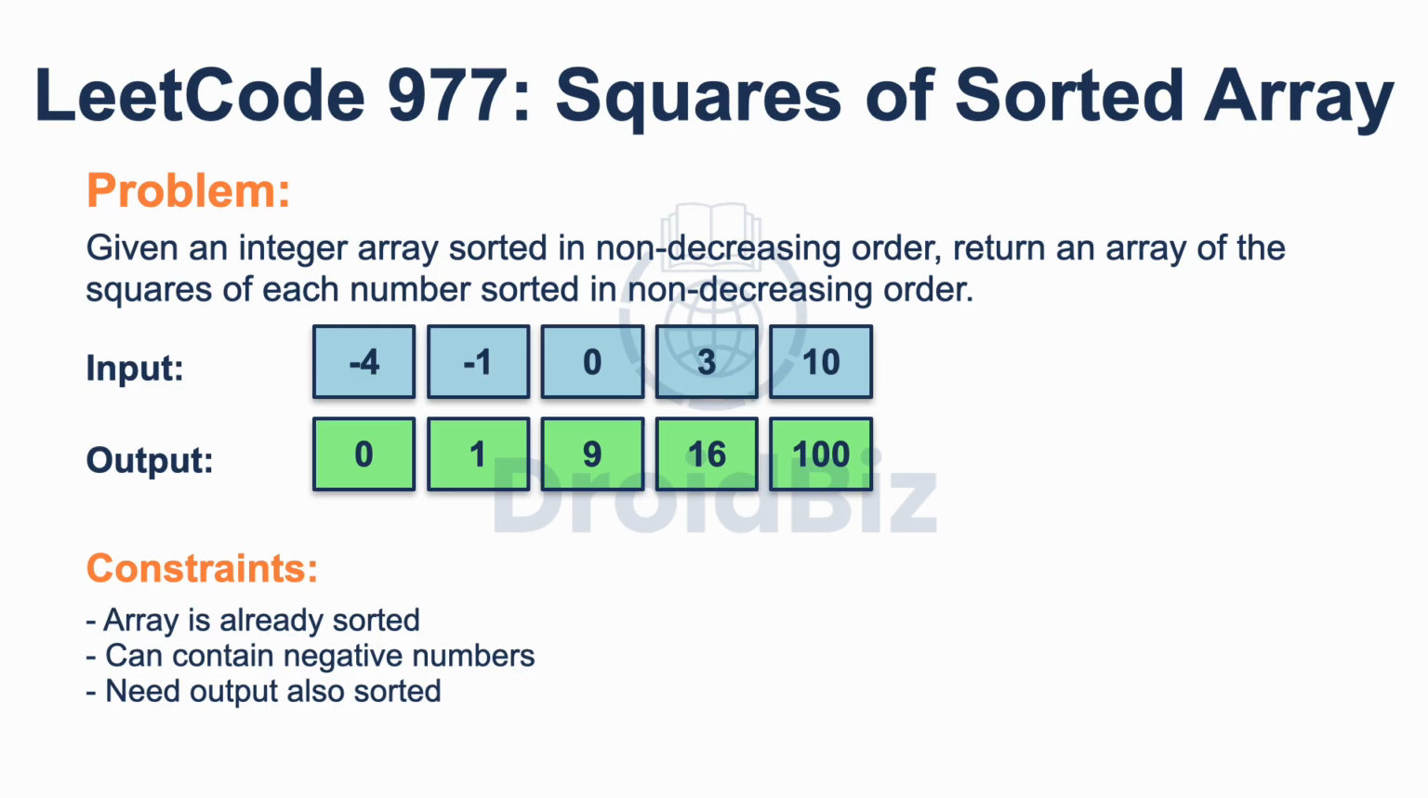Let's look at an example. The input array is -4, -1, 0, 3, and 10. After squaring each number and sorting, the output becomes 0, 1, 9, 16, and 100. There are three important constraints. First, the array is already sorted. Second, it can contain negative numbers. Third, we need the output also sorted. Let's explore how to solve this problem efficiently.